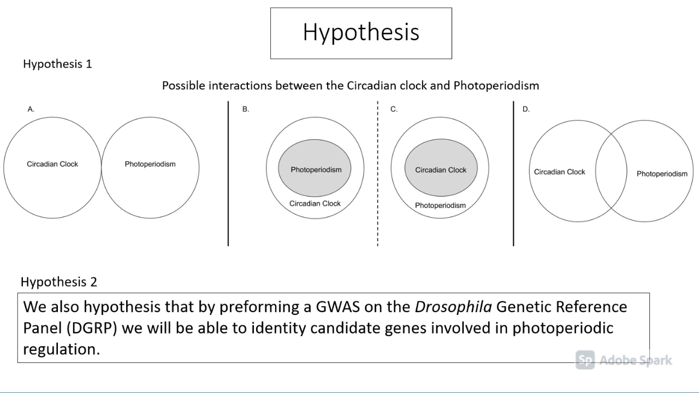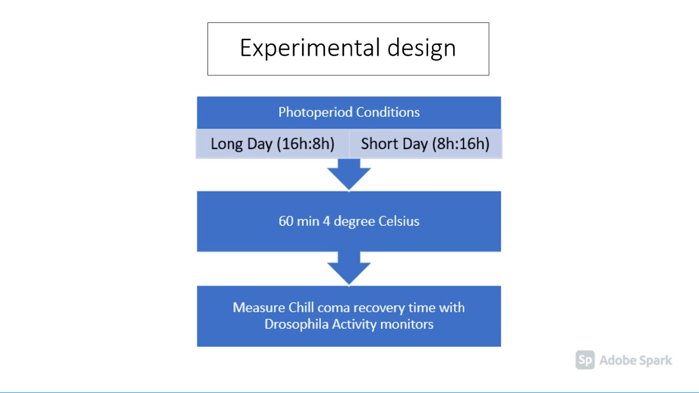We have hypothesized possible interactions between the clock and photoperiodism. The first possibility is that the clock and photoperiodism do not interact at all. The second possibility is that either the clock controls the responses of photoperiodism or photoperiodism regulates the responses of the clock. The final possibility, and the most likely, is that there is an overlap in mechanisms between the circadian clock and photoperiodism.